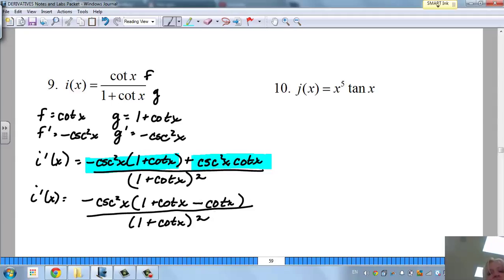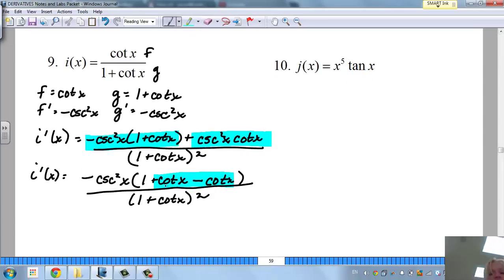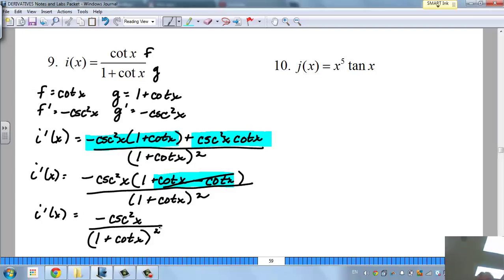So I can say thanks for playing with these two. It's like goodbye, they're gone. That's a 0. Okay, that's gone. That's a 0. So I end up on the top is negative cosecant squared x times a 1, so it's just negative cosecant squared x all over 1 plus cotan x squared. And we're not going to go any further, so there's your derivative.